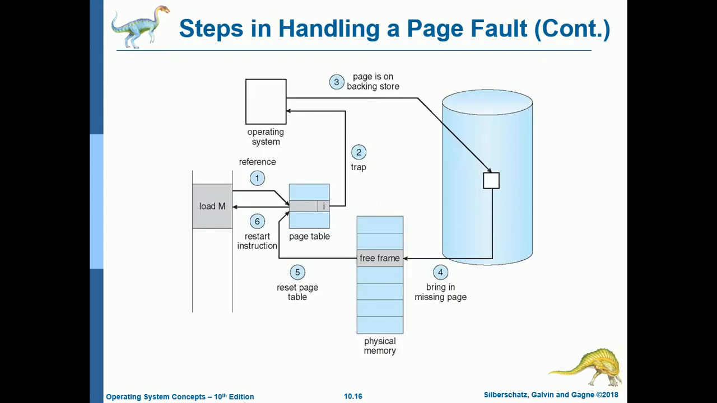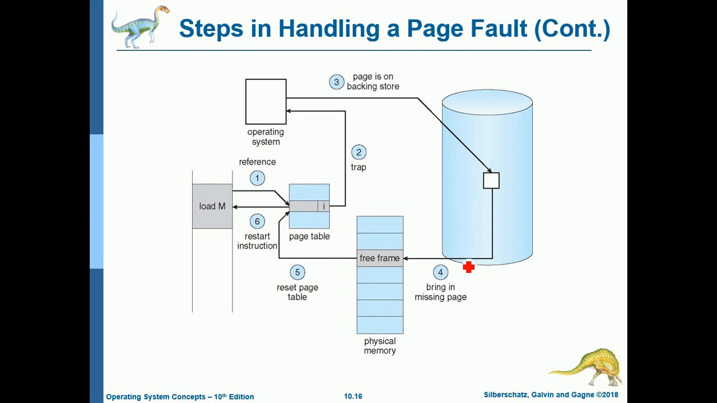So these are the steps in handling a page fault, with illustration. We load M, and then it has a reference here. What if the page that is needed is not yet in the page table, so it will be invalid? So there's a trap to the operating system, and then the operating system will fetch the page on the backing store.